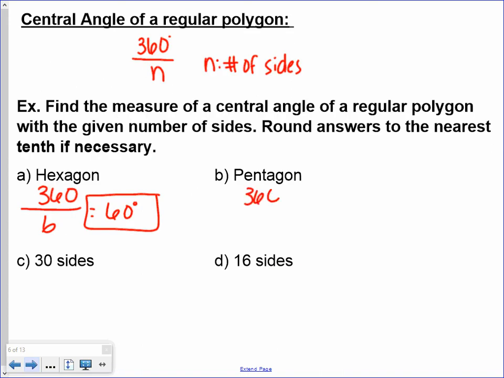Pentagons have how many sides? Very good, guys. 5. That's always a hard one to remember. There's no good way to remember that one. 360 divided by 5 is? 72.